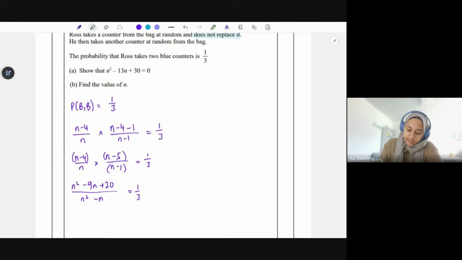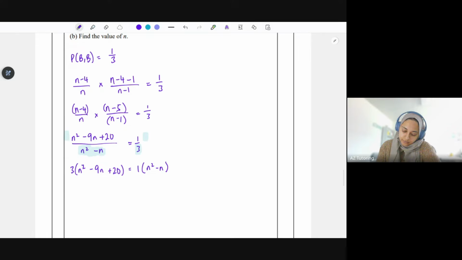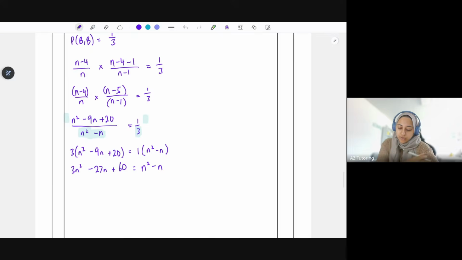I'm going to cross multiply again. So I'm going to bring the 3 up to here. And I'm going to bring all this up to here. So I get 3 times n squared minus 9n plus 20 equals 1 times n squared minus n. Now let's expand. We get 3n squared minus 3 times 9, 27n, plus 3 times 20, well, 3 times 2 is 6, and then add a 0. And then 1 times this, it just remains the same, so n squared minus n. Let's bring everything to one side.